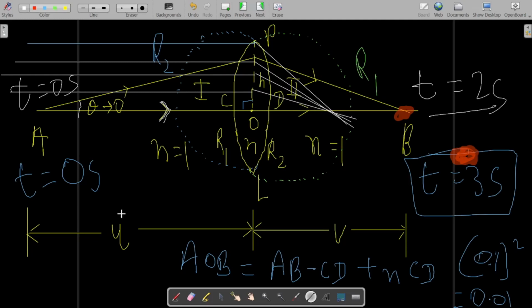That is, when u equal to infinity, your u becomes equal to minus infinity. Then you get something like this. So your u is minus infinity, then the image distance is equal to this, which is your focal length, this much. So this is your focal length.